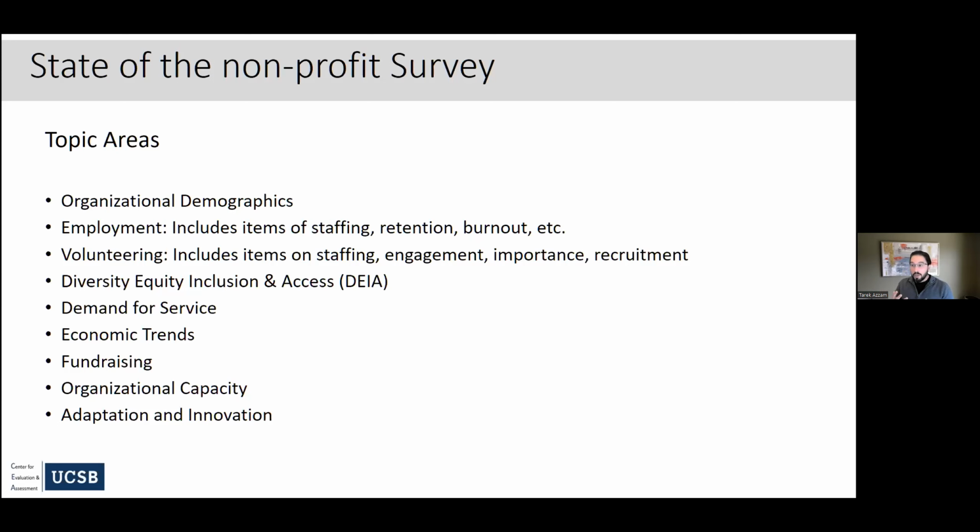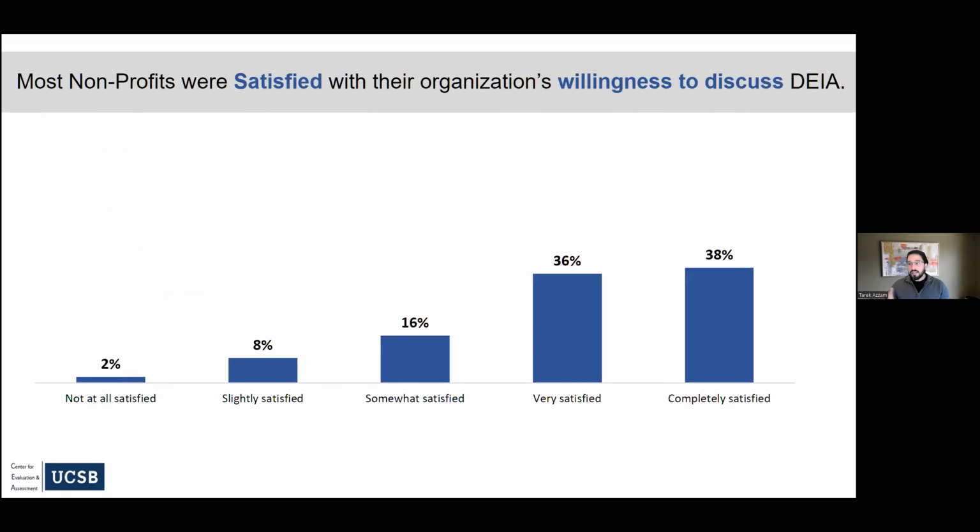But what I wanted to do today was just present a snippet of some of the findings that are emerging that I think would be potentially relevant for us to know about. So here's one of the first ones, which is the perspectives that nonprofits had on this: their level of satisfaction with their willingness to discuss DEAI issues.